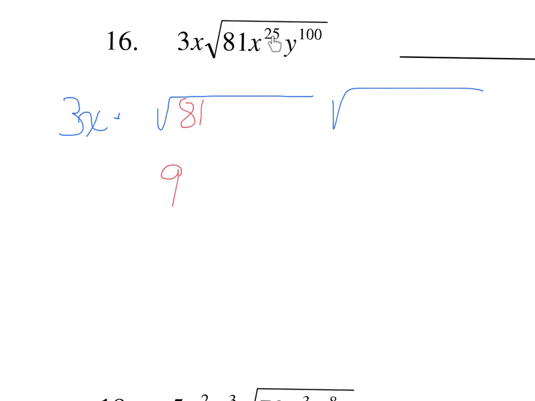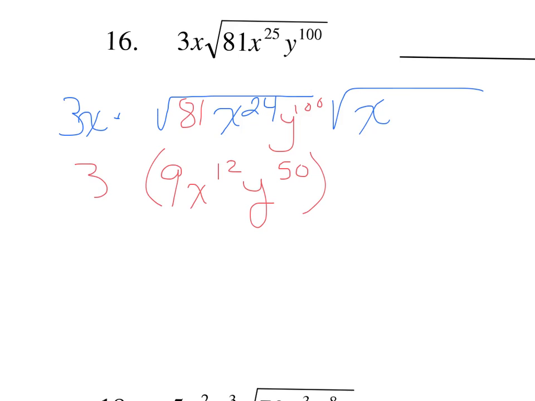So this 25 is not a perfect square. We still need to break it down. We're going to break it down to be x to the 24 and 1 extra. But now this y to the 100th power is a perfect square because that 100 is an even exponent. So take the square root of your perfects. We have the 9. We have x to the 12. We have y to the 50.